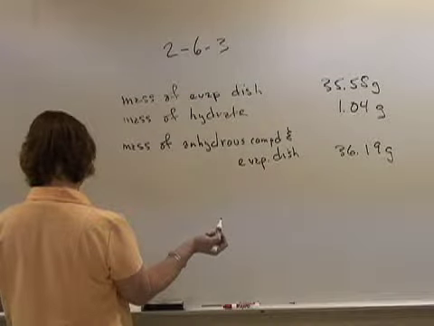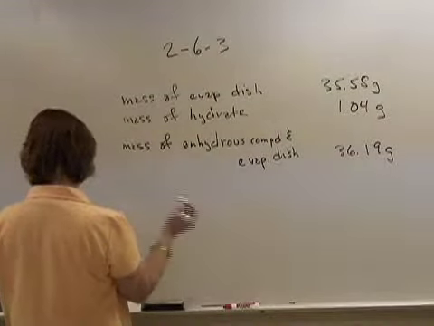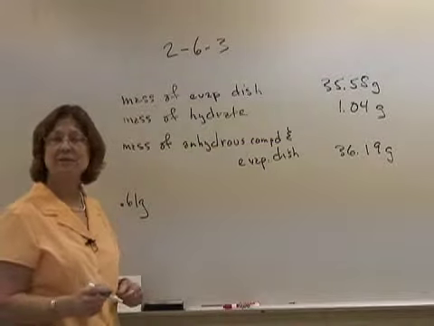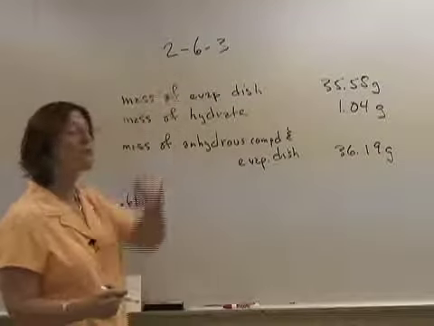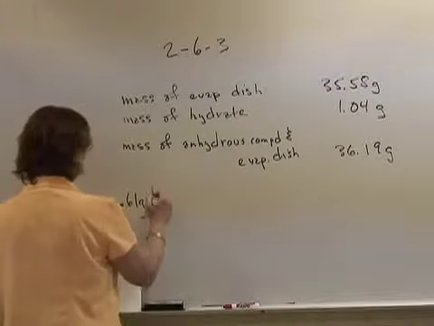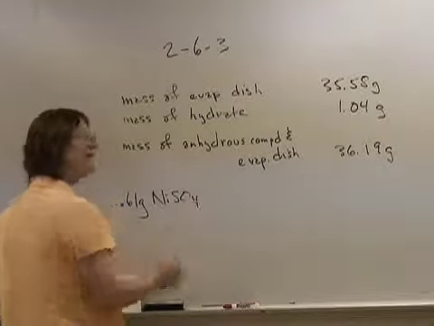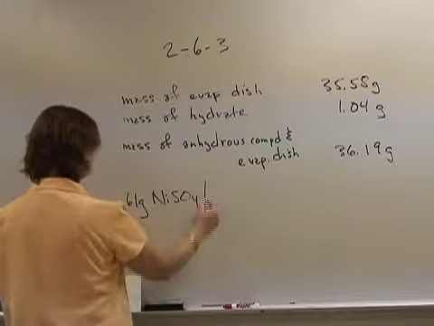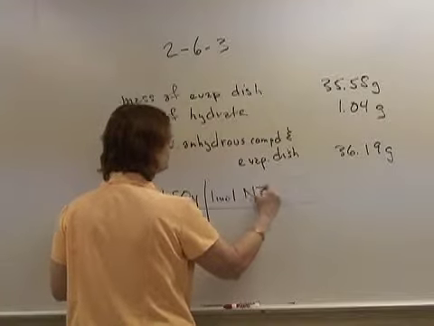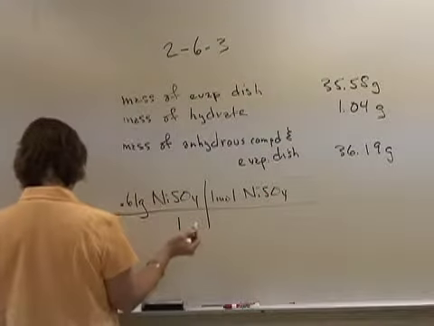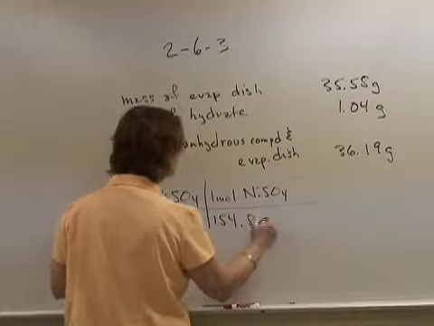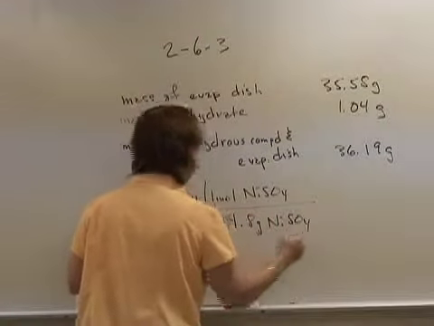And I get 0.61 grams of the anhydrous compound. Now we know from the description that you were given in the warm-up that the compound is nickel 2 sulfate. And I must change my grams to moles. And 1 mole of nickel 2 sulfate has a mass of 154.8 grams of nickel 2 sulfate.